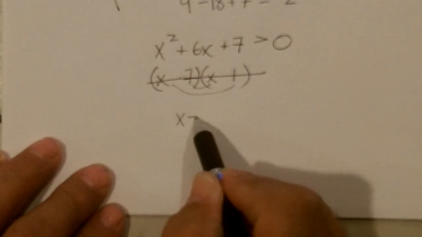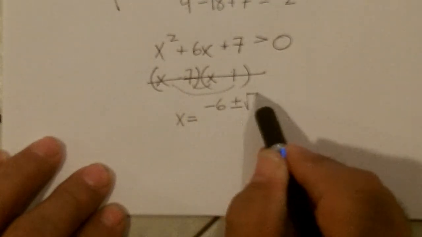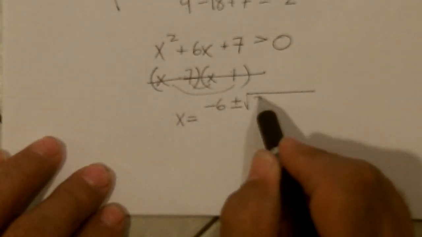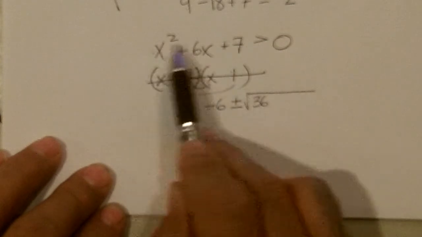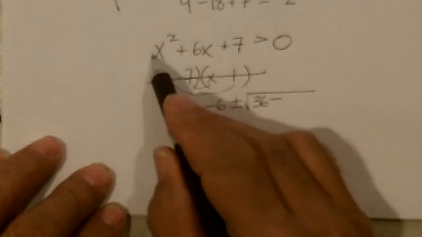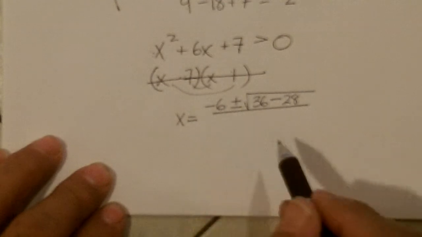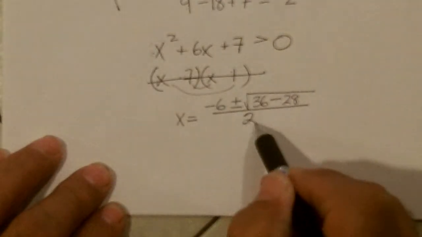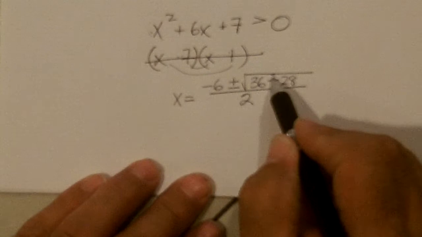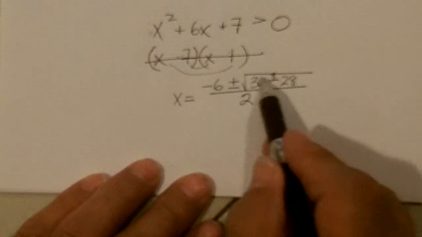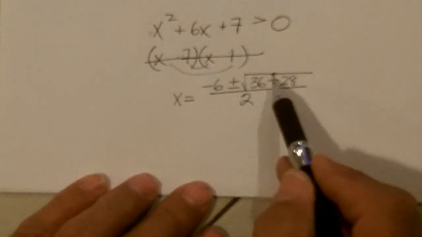So x, to find the x-intercepts, is going to be the opposite of b, plus or minus the square root of b squared, so 6 squared is 36, minus 4 times a times c. Well, a is 1, c is 7, so those are both positive, so it's going to be minus 4 times 1, which is 4, times 7 is 28, all over 2a, 2 times 1 is 2. 36 minus 28 is 8. So I'm going to have square root 8, which is not a pretty number. I could change that to 2 square roots of 2 if I can see that there's a 4 in it. But if you don't, you can leave it square root of 8.